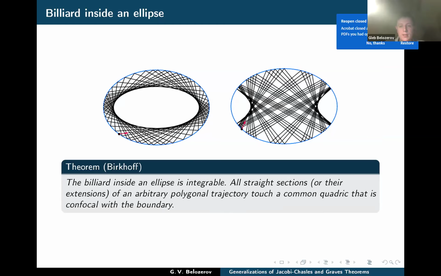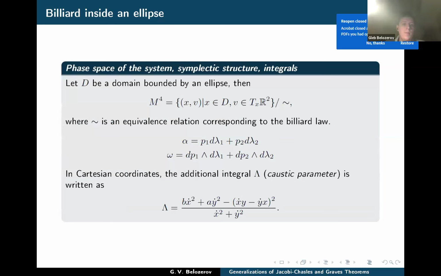Let us consider this system more precisely. Let D be a domain bounded by an ellipse, and M4 is the phase space of this system. M4 is not a smooth manifold because of the reflection of the billiard body, but M4 is a topological manifold.